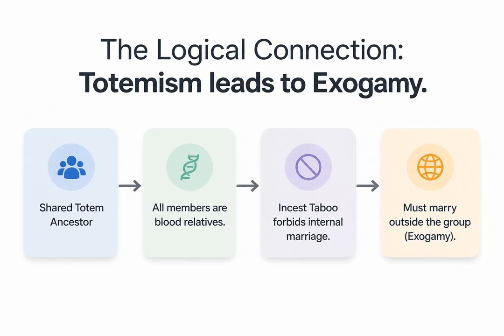This brings us to Frazer's brilliant logical connection between totemism and the origin of exogamy. If every person in the community is a child of the totem, then they all share the totem as a common ancestor. That makes everyone in the group blood relatives. Because of the universal incest taboo, sexual unions between blood relatives are forbidden. Therefore, members of the same totem group cannot marry each other. They are forced to find spouses from a different totem group. This practice of marrying outside one's own group is exogamy, and Frazer argued it was born directly from totemic beliefs.